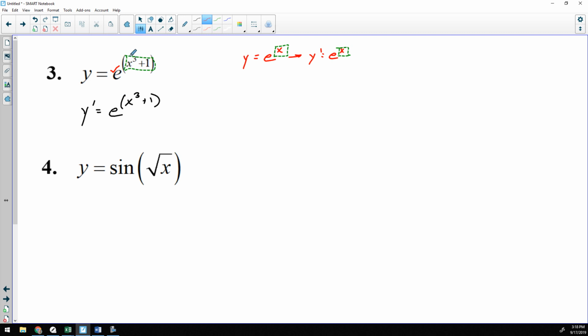Now that I've done that, I'm going to look inside, and we need to multiply that whole thing by the derivative of the exponent, which would just be 3x squared. So there's your derivative for number 3.